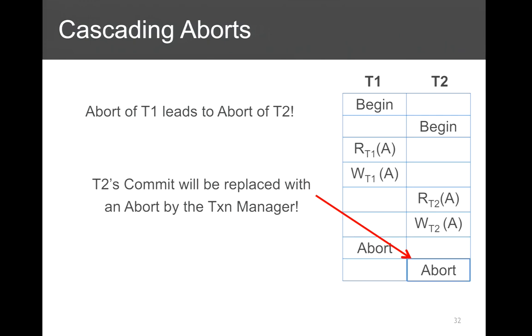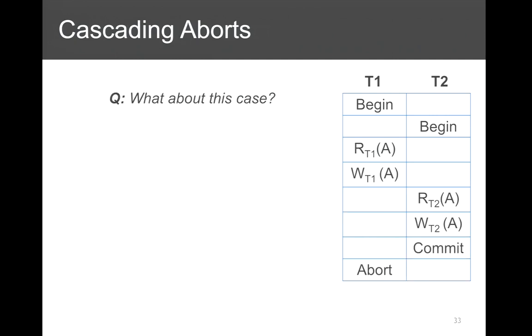transaction to abort. And there's no more intelligent way of doing it? Yes, there is, but typically they are too complicated to implement in practice. Okay? So let's not get into too much detail about recovery, but for now, this is the problem of cascading aborts. You cannot allow a transaction that depended on an aborted transaction's value to commit, because that could end up in an inconsistent state. So what about this scenario?